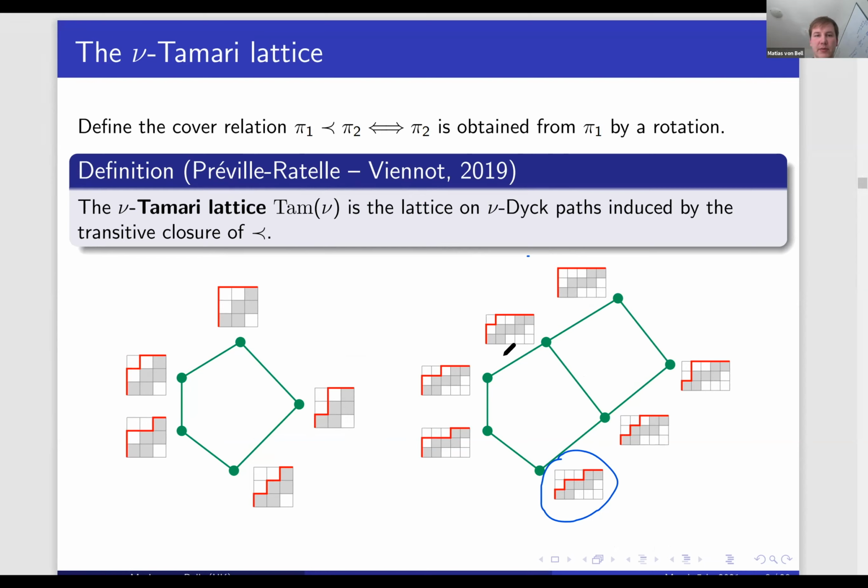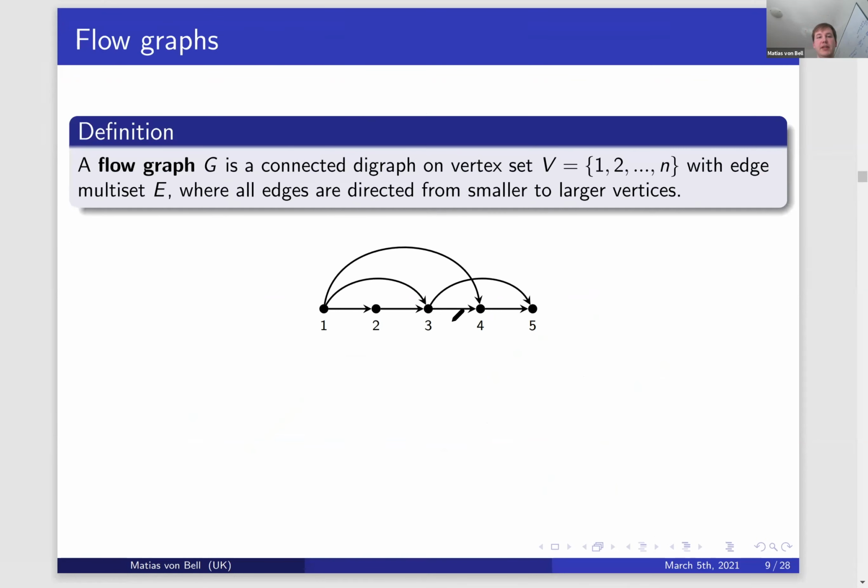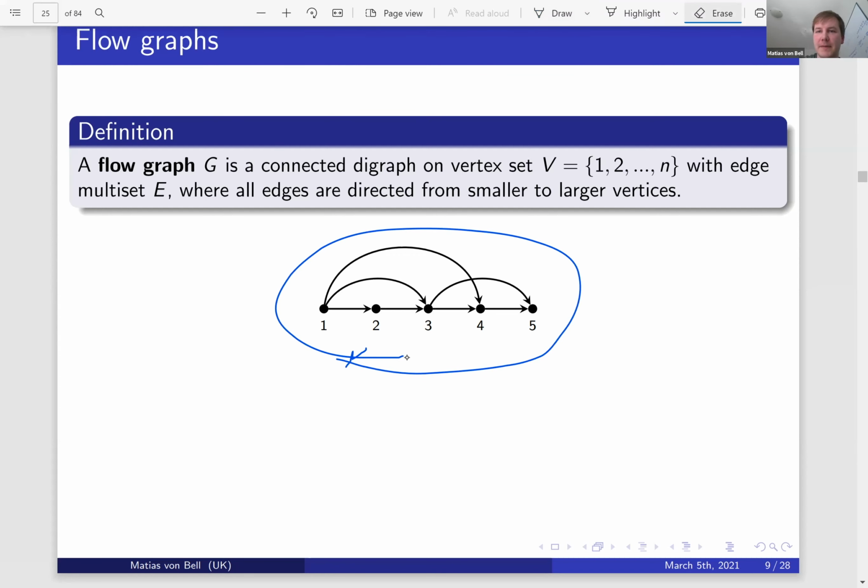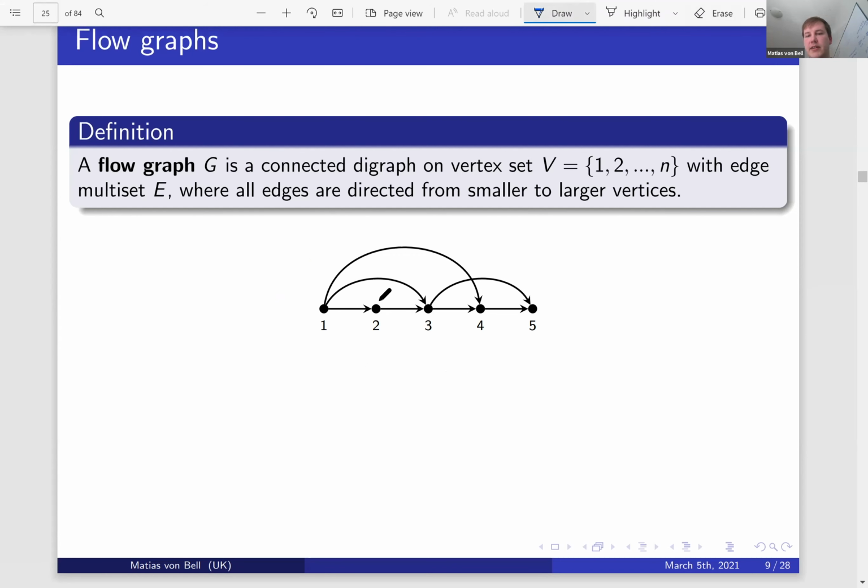Some other quick things I wanted to say: I'm sure many of you, if you've seen Alejandro speak, he has probably spoken about flow polytopes, but I just wanted to quickly define that as well, because they will make an appearance so we can make sure that we understand them for the talk. A flow graph G is a connected directed graph on a vertex set 1 through n, and all the edges are directed from smaller to larger vertices.